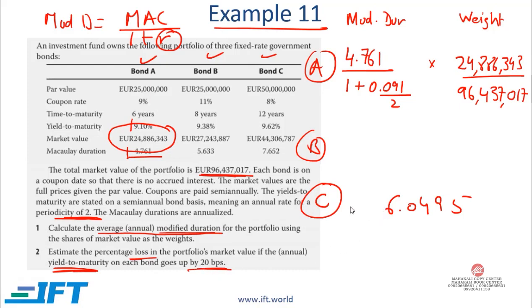All we do there is recognize that this is the duration, which means that if the YTM goes up by 1%, then the value will go down by 6% roughly. But here the YTM goes up by 20 basis points, which is the same as 0.2%. So we multiply 6 by 0.2 and we get 1.21%. And this is a negative number because the interest rates have gone up and therefore the value of the portfolio will come down.